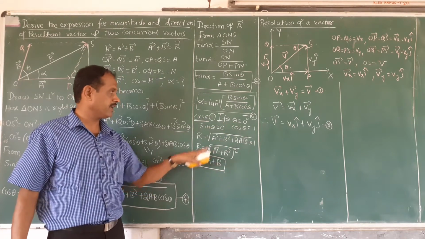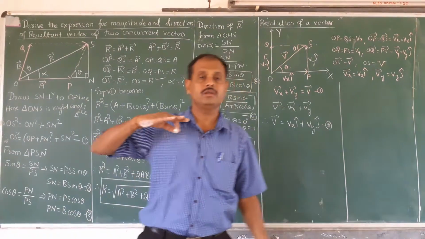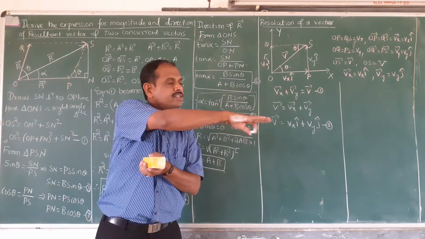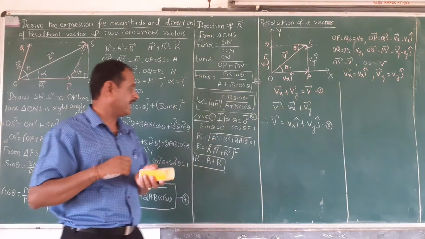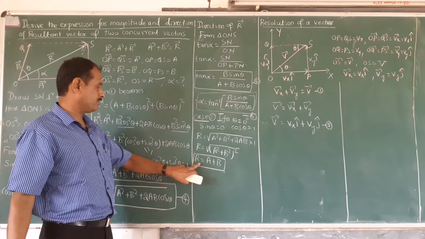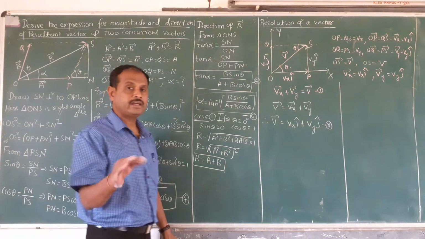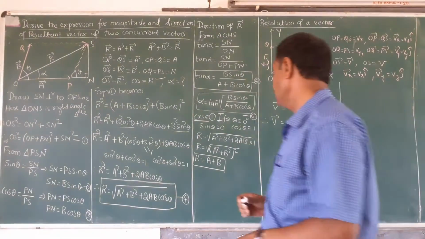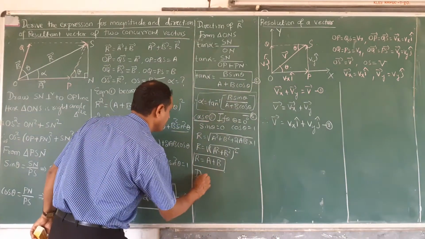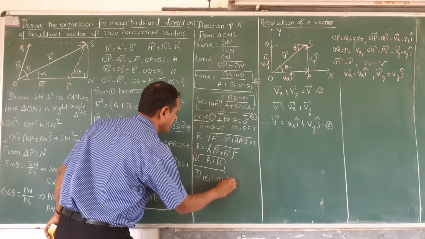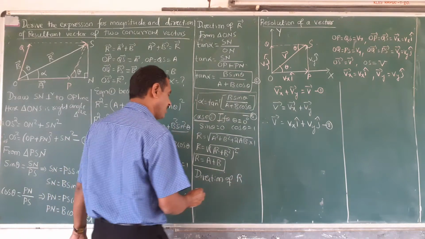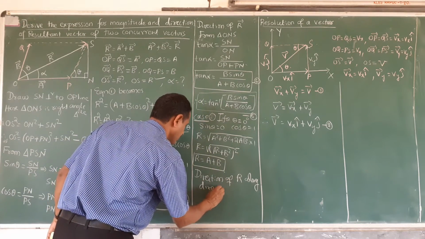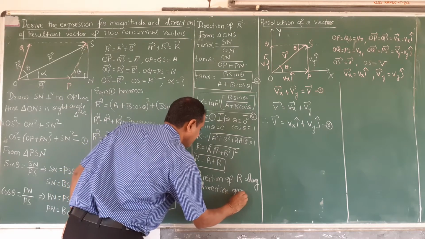Now this is the magnitude of the resultant vector when theta is equal to 0. Theta equal to 0 means what? Both the vectors are along the same direction. Vector A in this direction, vector B is also in this direction. At that time, the magnitude of the resultant vector is the sum of the magnitudes of the individual vectors. Then what is the direction of R? Direction of R is along the direction of the greater vector.